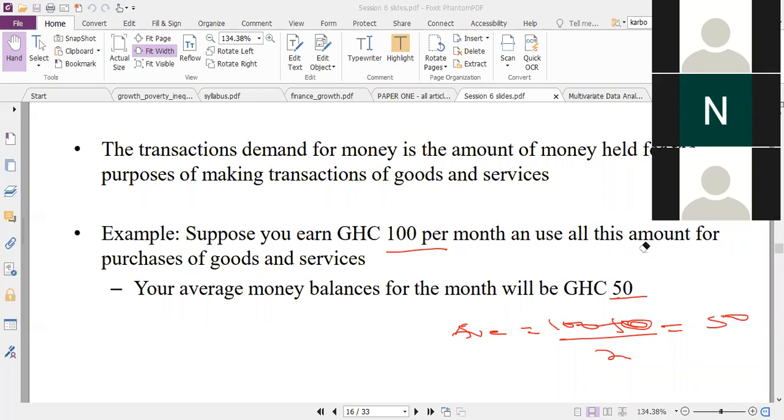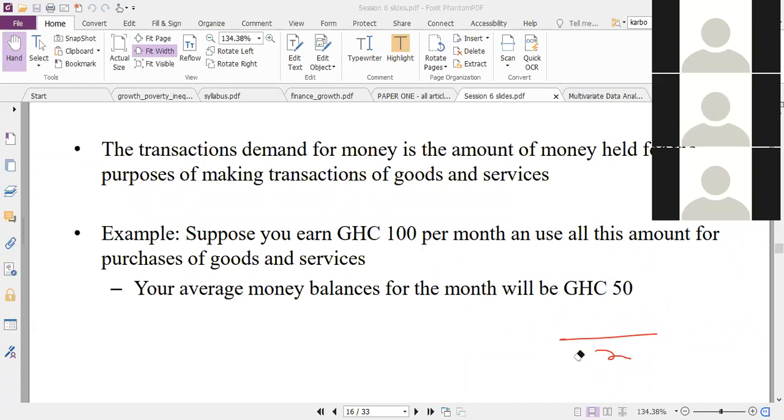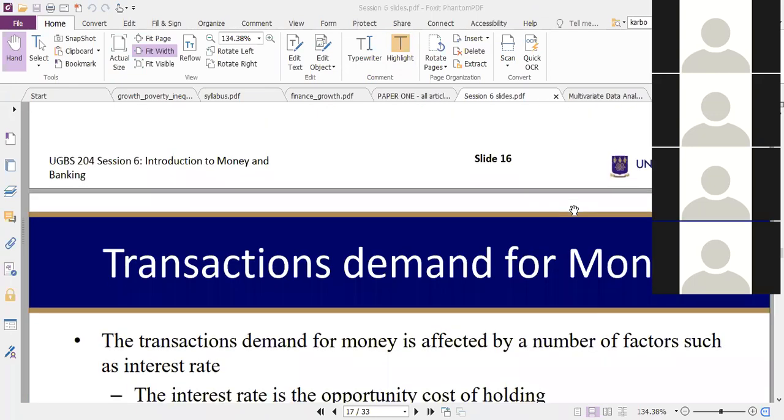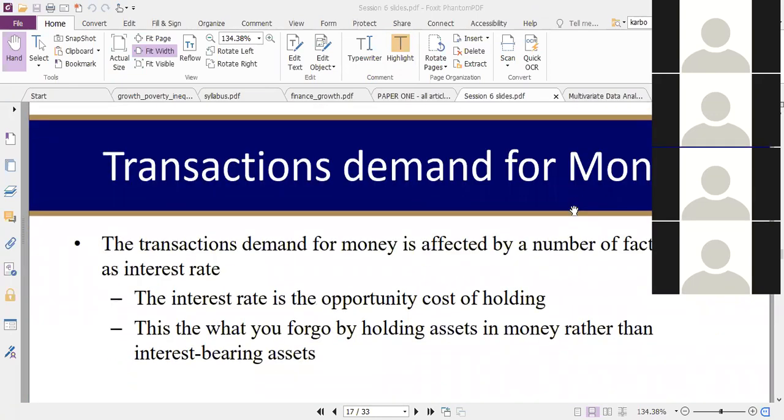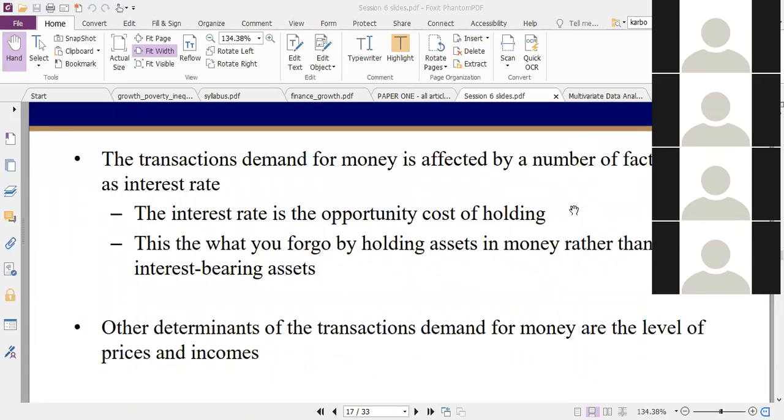Michelle, do you get it? Hello, sir. Yeah, so please, what if you spend just 70 Ghana cedis? It is going to be 30 plus 70 divided by 2. Okay, all right, let's proceed. Sir, if I get what you're saying, it's supposed to be what you spend plus the remaining, divided by 2. Yes, please. But no one would ask you to do that, actually. I just wanted you guys to understand.